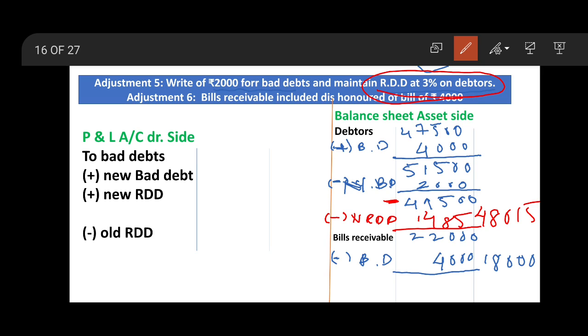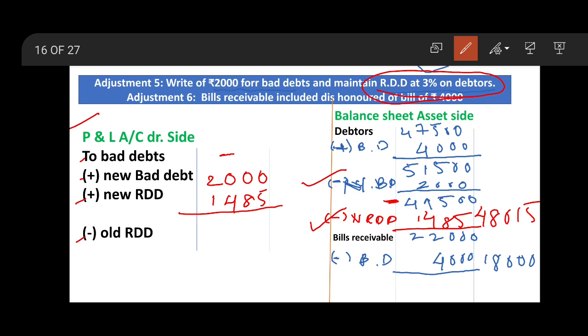The second effect of this new bad debts and new RDD: we write it on the debit side of profit and loss account. We don't have bad debts written because we did not get bad debts in the question. Therefore, we will write all the steps together: bad debts, add new bad debts, add new RDD and less old RDD. Bad debts we don't have in the question, so less nil amount of bad debts. New bad debts, we got 2,000 here, so write in front of new bad debts 2,000 rupees. New RDD, we already have as 1485, so write 1485 in front.